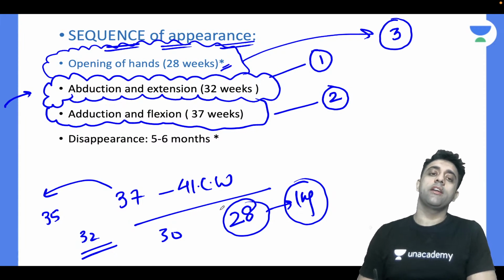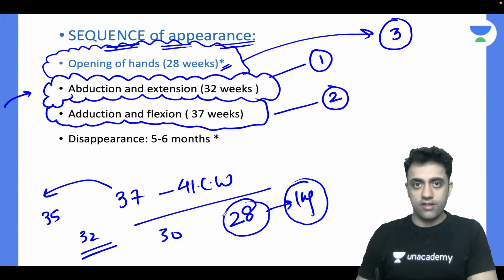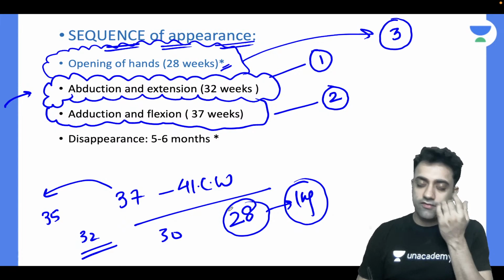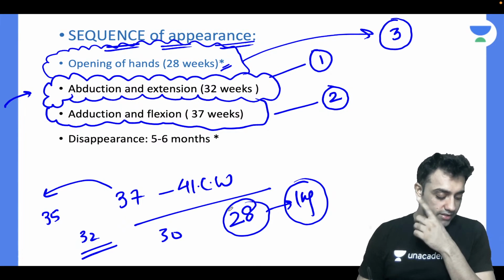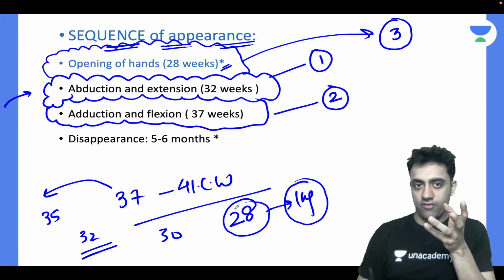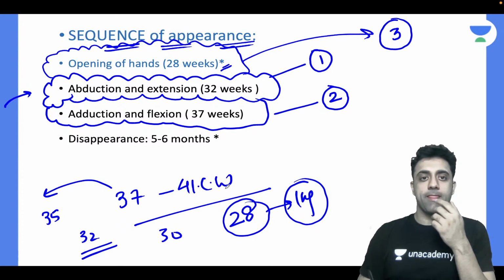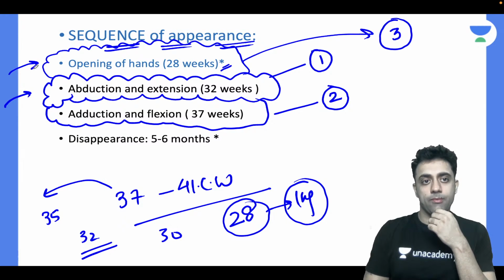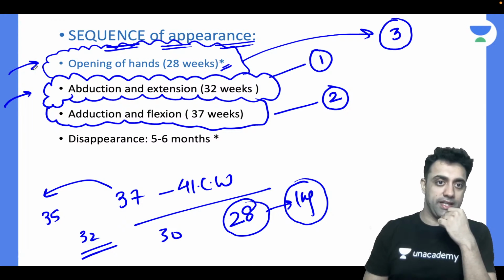Okay, great. So what are we studying? Neonatal reflexes. This is the third, fourth reflex which we are talking about. We already covered the components of Moro reflex. Now we got to know the sequence of appearance. And this is a recent exam question also: opening of hands comes by 28 weeks.